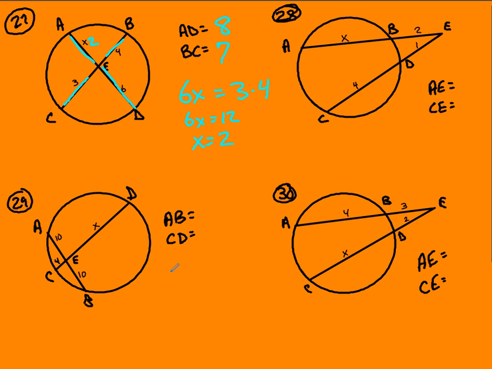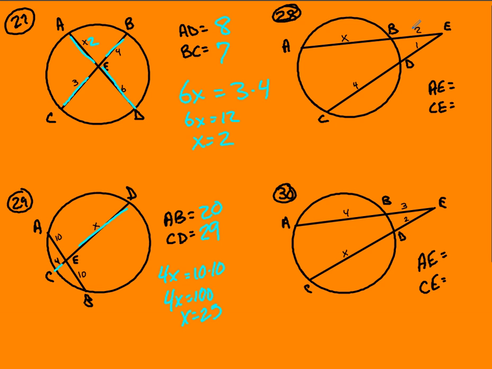Let's do number 29. It's the same way. My two pieces are 4 and x for those ones together, and then 10 times 10. So 4x equals 100, which means x equals 25. So that means CD, if we have 25 here, CD now is going to be 29 total, and AB, 10 plus 10, is 20 total. So without even doing any math, you should have found both AB and number 27, BC.